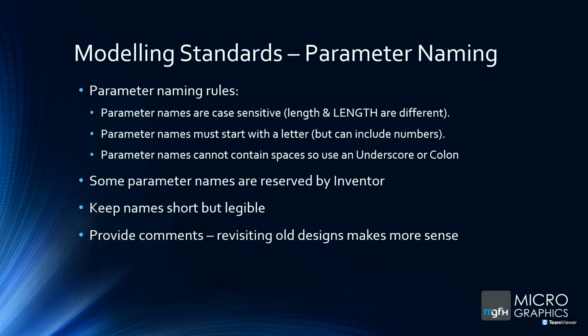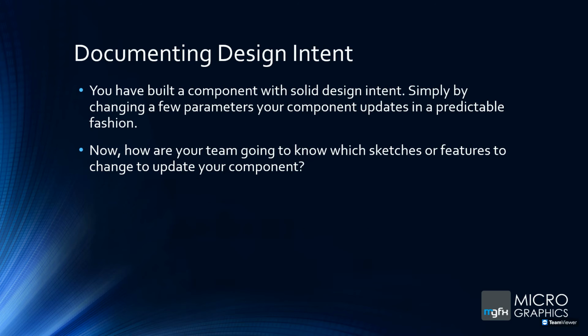Okay, just some parameter naming rules. They are case sensitive, so length in capital letters and small letters are different. It must start with a letter, but obviously it's alphanumerical, and it can't have any spaces, so you need an underscore or a colon to separate words. You do have some parameter names that are reserved for Inventor, and also keep it short but legible and provide comments. I know everyone's seen those comments on the end of it, and people often don't put comments in, but put comments in because you want to keep your parameter names short, and then your comments will elaborate on exactly what those parameter names are.